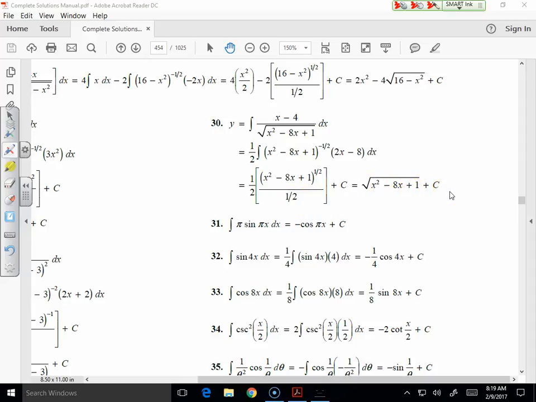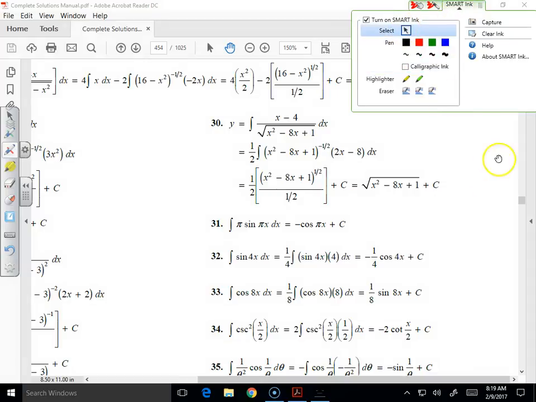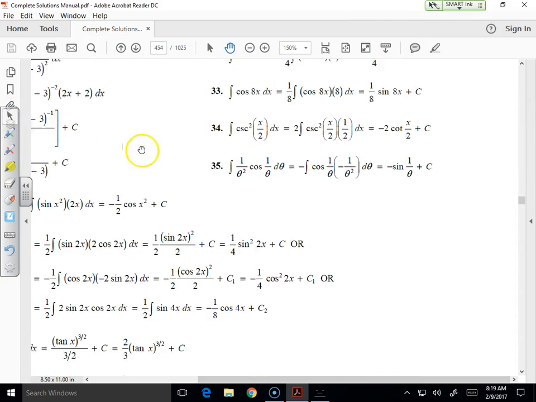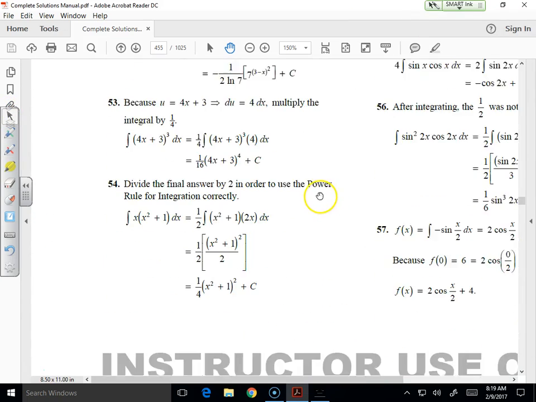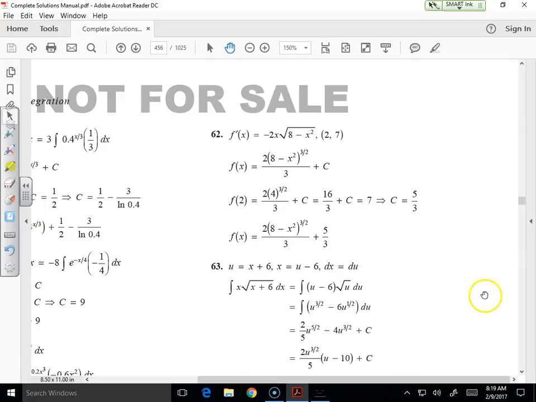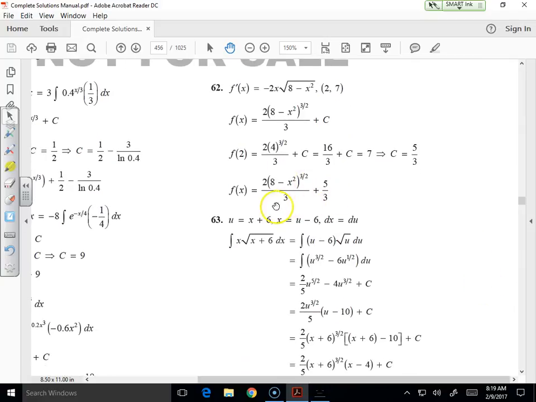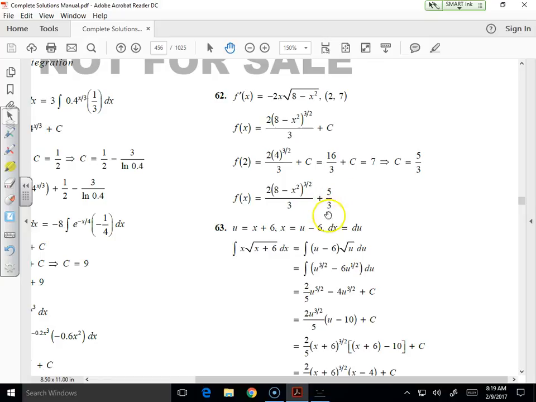Let's see. Next one. 62. 62. Oops, sorry. 2 times 8 minus x squared to the 3/2 over 3 plus 5/3. Wait, how did they know C? Because they had a clue.